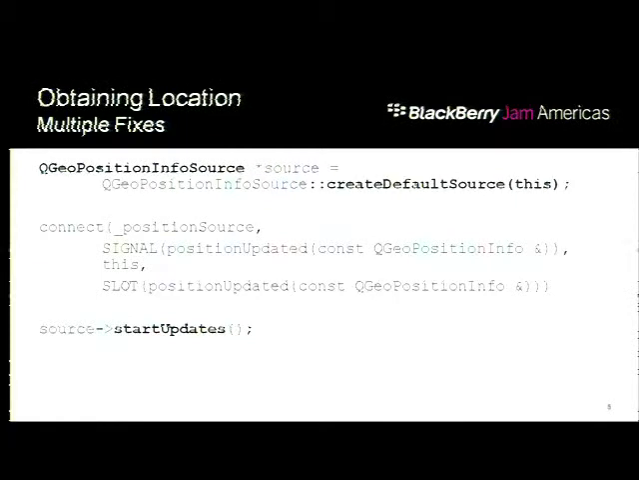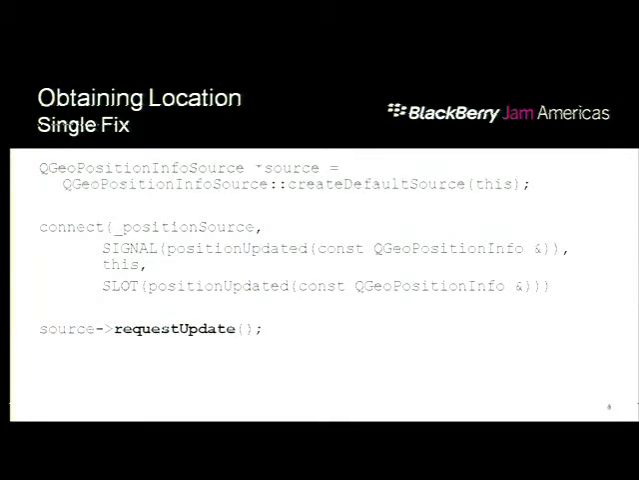So you connect your slot with that signal, and once you do that, every single fix that is reported by the underlying layer is going to be sent to your slot. And once your signals and slots are connected, you simply call positionSource.startUpdates. As easy as that. Now, what about single fixes?